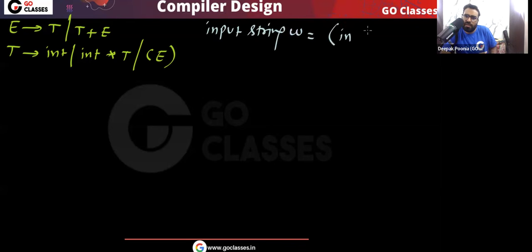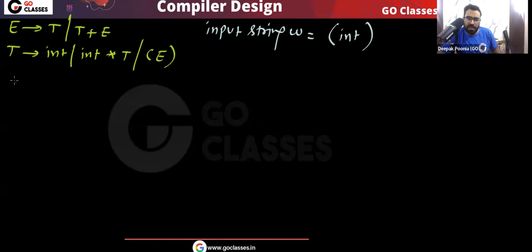Let me write the grammar here. e goes to t or t plus e. And t goes to int, or int star t, or left parenthesis e right parenthesis. Very simple. So this is the grammar, and what is our input? What is the input string w? That is this. So let's see how the recursive descent parser will do its parsing.